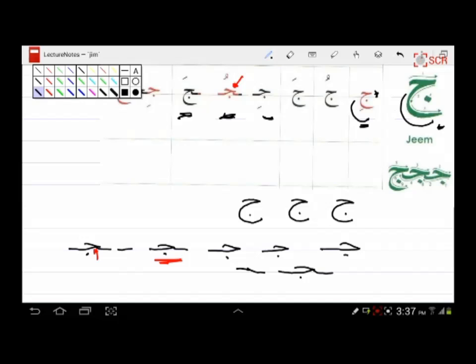I just try to do it in one go. Just don't separate it. So I give a dash, and then that's my jim. And this part here, it goes like this. Okay, so let's try it one last time.